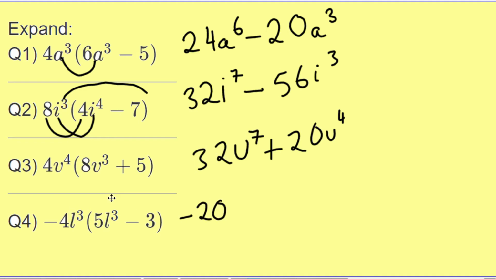And that doesn't affect these values, though. They're going to stay, the same laws apply. So 4l cubed times 5l cubed is going to give us 20l to the power of 6. And then we've got negative 4l cubed multiplied by negative 3. We've got two negatives there, so they're going to make a positive. So 4 times 3 is 12. And we bring the l cubed from the beginning.